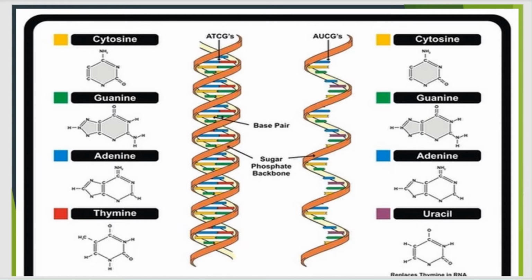Okay, so the question here is, if there is DNA, why do we need RNA? The reason is that DNA is too large to go out of the nucleus. RNA is a single strand that is coded from the DNA. And because it is a single strand, RNA has the capability of going out of the nucleus through the nuclear pores.